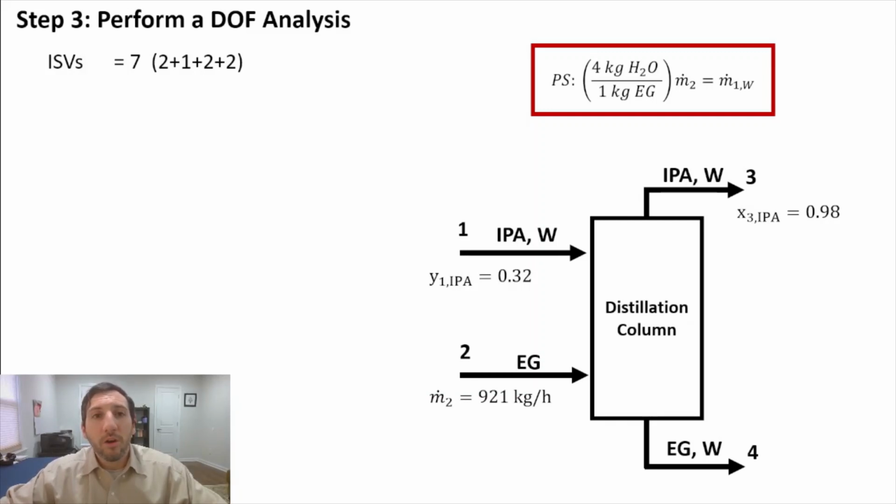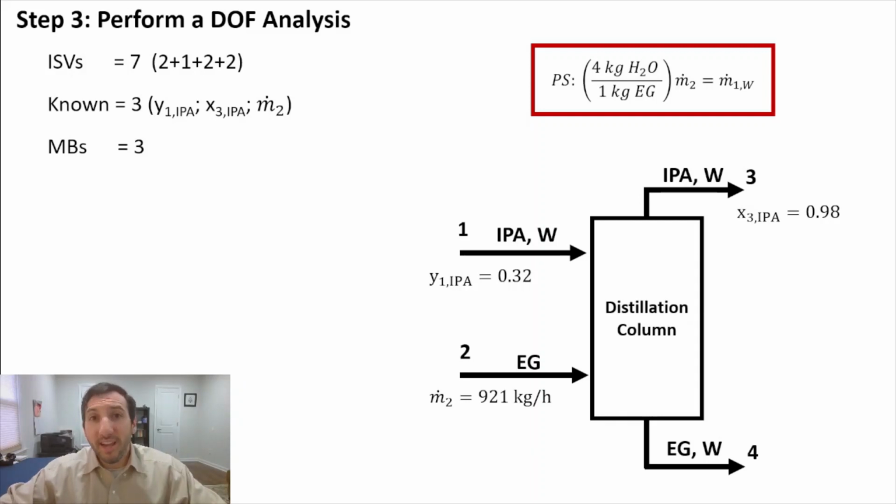Now when we go to our knowns, we have 3 knowns. We know the mole percent of IPA in stream 1, we know the mass flow rate of ethylene glycol in stream 2, and we know the mass fraction of IPA in stream 3. So we've got 3 knowns. Then when we look at our material balances, we have 3 independent material balances, 1 for each of our components. Since we have IPA, water, and ethylene glycol, that's where our 3 comes from.